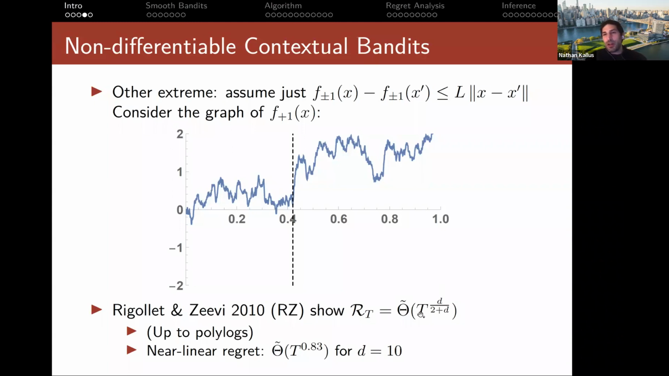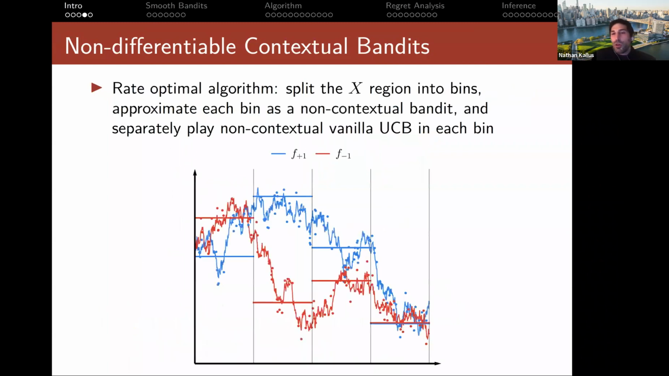Now this is much, much higher than log T. And it could be actually almost linear. If d is equal to 10, say, this is like T to the 0.83. So it's quite high. And well, how do you even achieve this optimal regret? To achieve this optimal regret is quite simple. All you have to do is the following.